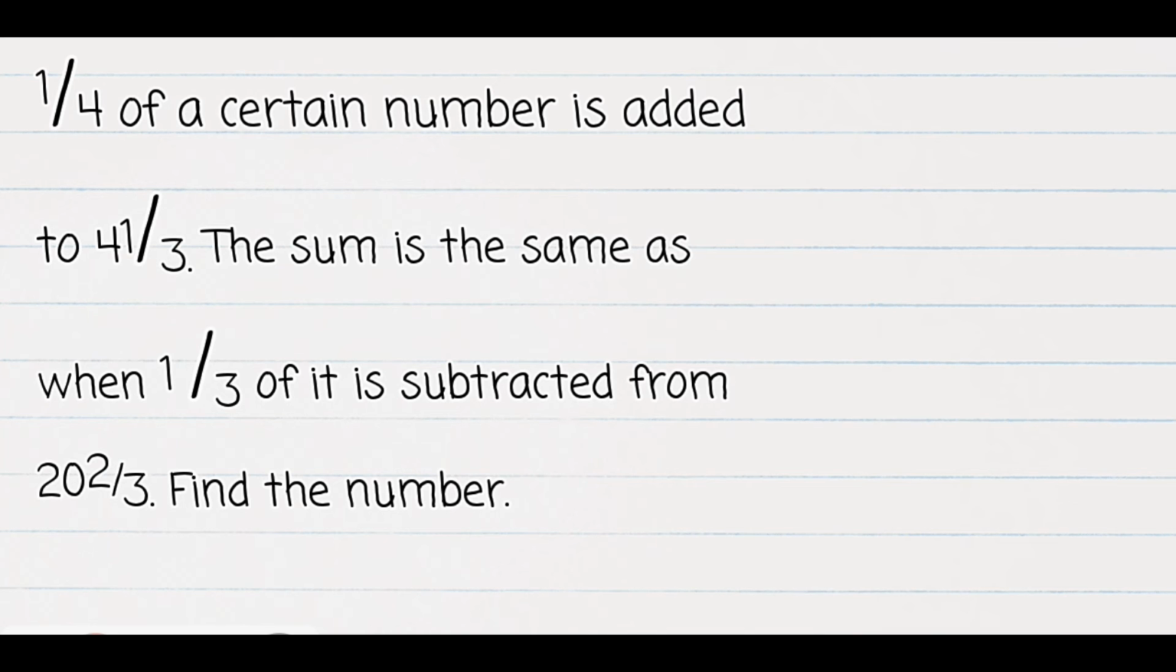1 over 4 of a certain number is added to 4 whole number 1 over 3. The sum is the same as when 1/3 of it is subtracted from 20 whole number 2 over 3. Find the number. Now, like the previous example, we are going to pick a letter to represent the certain number. So in this example, we are going to choose x.